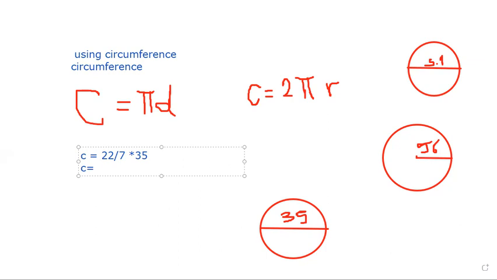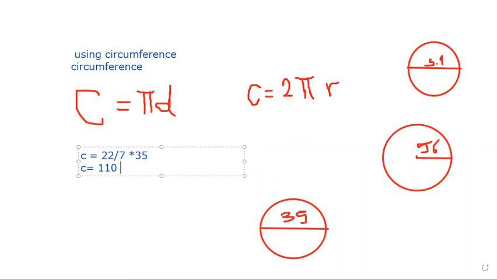Can anyone tell me why he chose 35? It's in the table of 7. Thank you. Yes, sir, because it's a multiple of 7, so it's easy to simplify. 35 divided by 7 equals 5, and 7 divided by 7 equals 1. Then 5 times 22 will be 110 units or inches, whatever, according to the unit in the question.